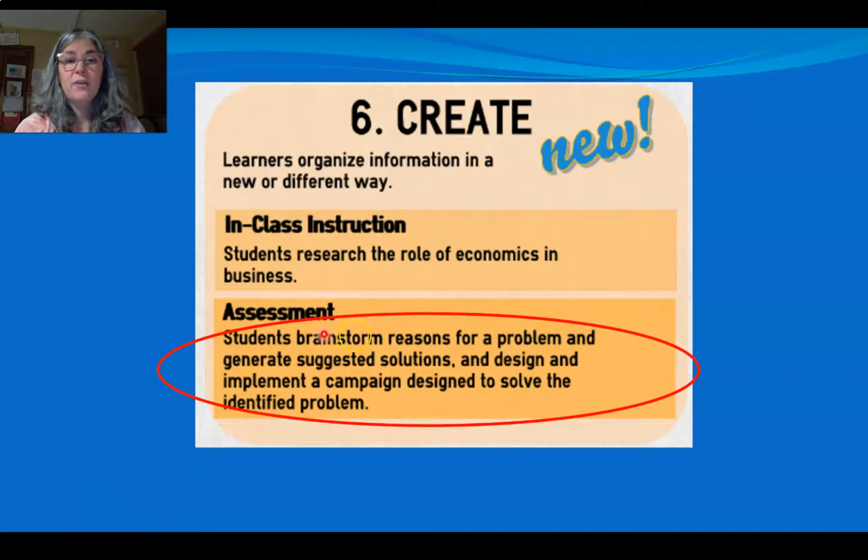Here's just one thing you can do, having students brainstorm. So here they're brainstorming reasons for a problem and generating suggested solutions. There are so many ways you can apply this to a classroom.